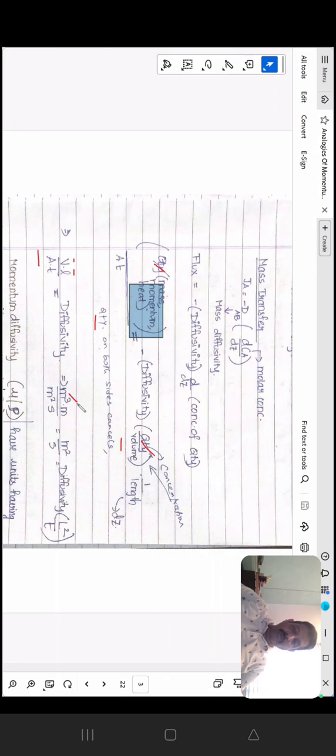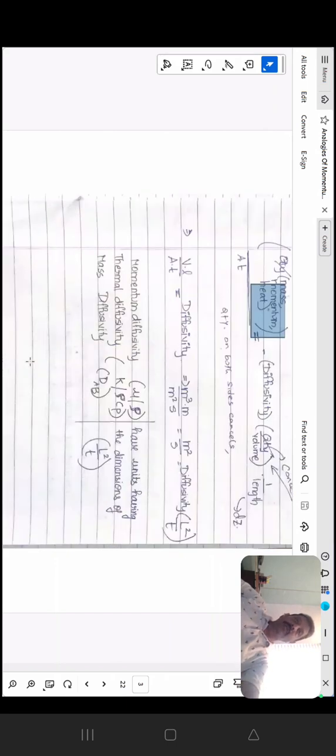The unit of volume is meter cube, so this is meter square per second. So what will be the unit of this constant of proportionality? Meter square per second. Thus, momentum diffusivity is mu by rho, which is nothing but kinematic viscosity. Thermal diffusivity is K by rho Cp, and mass diffusivity is DAB. All will have similar units of meter square per second. The dimensions, if we write them, are L square by T.